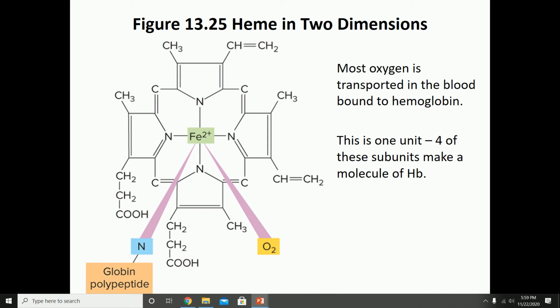Now remember we said that oxygen has to be carried on hemoglobin. Well, this is just 1 unit of the molecule of hemoglobin. Hemoglobin is made out of 4 of these units. Now each unit has an iron molecule attached to globin, and it's also attached to 1 molecule of oxygen. Remember that this is 1 of 4, so a normal hemoglobin molecule will have 4 of these, which means that each molecule can carry up to 4 molecules of oxygen. That would be a fully oxygenated red blood cell.